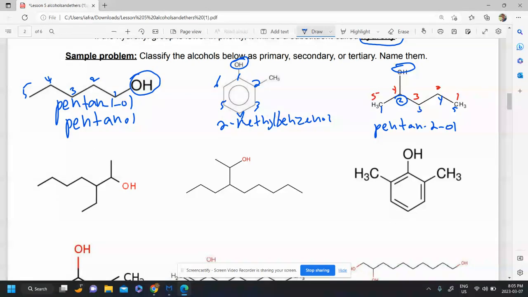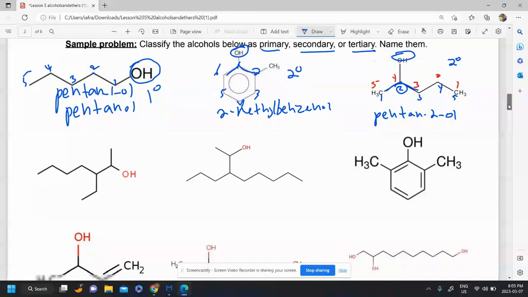Just before we go on to the next row of alcohols to name, I want to classify these as primary, secondary, tertiary. This one is attached directly to one other carbon, so primary. This one here is attached to two other carbons, so secondary. And this one here is attached to two other carbons as well, so also secondary.